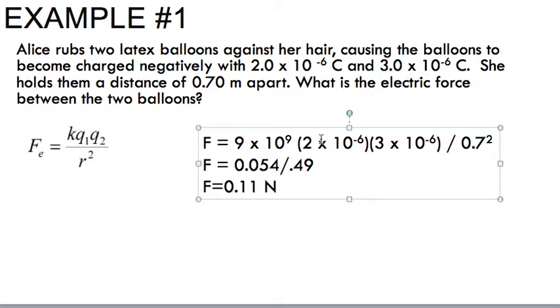I plugged this in separately. The top half equaled 0.054, and when I simplified the bottom half, I got 0.49. You could type all of that in the calculator at once if you chose to, but you should get an answer of 0.11 newtons. It is newtons for your unit because we are dealing with a force. Again, it's mostly just making sure you're able to plug it in and type it in the calculator correctly for this.